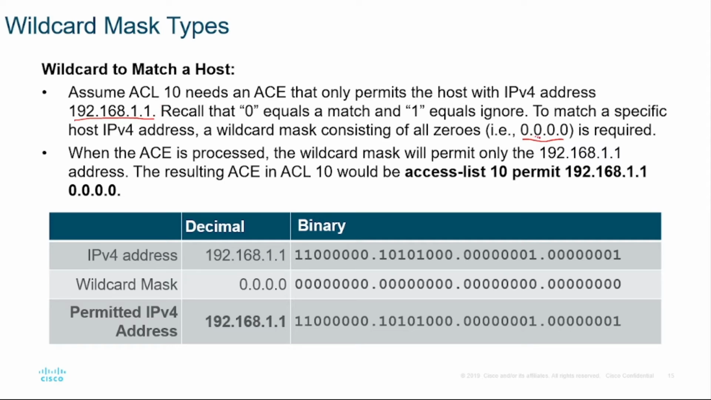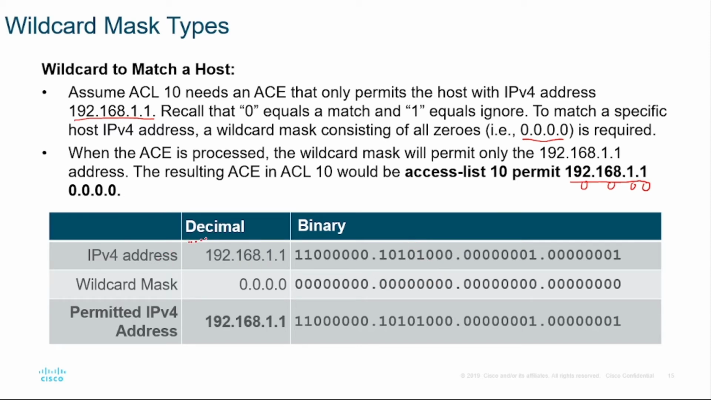Okay, so quad 0 means permit or deny a particular IP address, like this one. So the access list, if you want to permit this particular or specific IP, you just use the quad 0 so that all of the octets will match. If this will match, it will permit the IP address, the source address will be permitted.